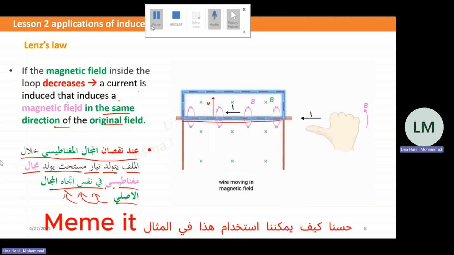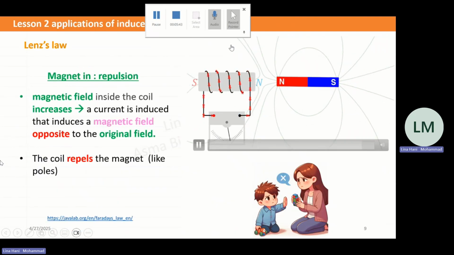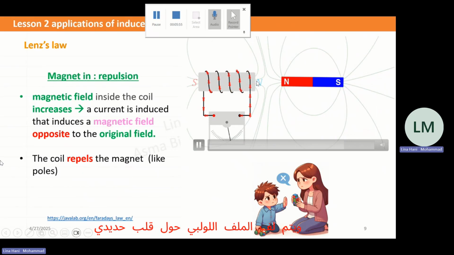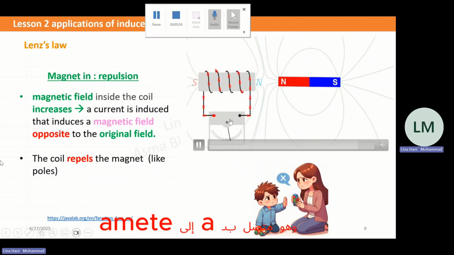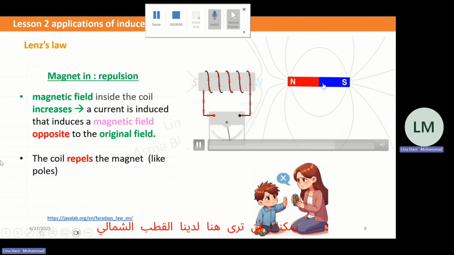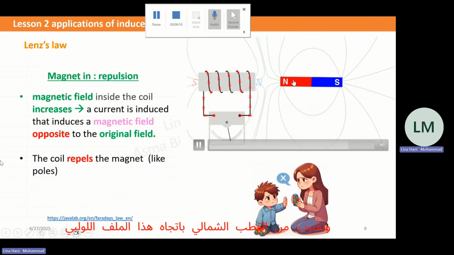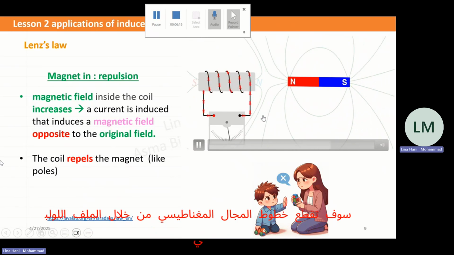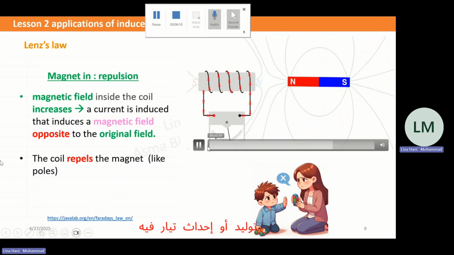Okay, how do we use this in the exam? Remember the electromagnet that we talked about earlier. So here we have a solenoid, and the solenoid is wrapped around an iron core, and it is attached to an ammeter. Now, if you take a piece of magnet, you can see here we have the North Pole, and you approach the North Pole towards this solenoid, the magnetic field lines will cut through the solenoid, generating or inducing a current in it.